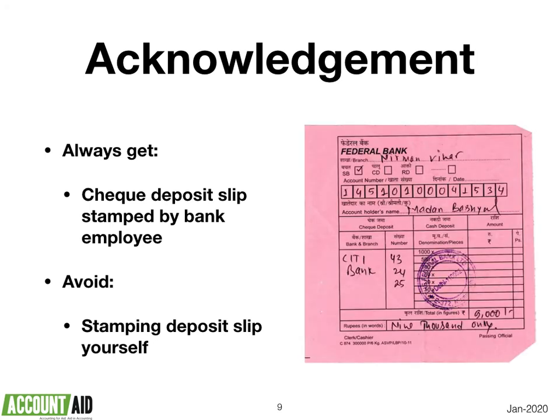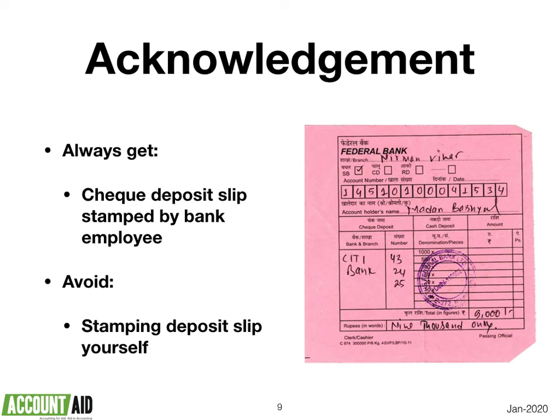Now, if you were to deposit a check, then a deposit slip looks something like this. Let's take a look at the deposit slip. It's a Federal Bank's deposit slip. So at the top, the branch of the payee's bank is written. The type of account is selected. Payee's account number is written. Account holder's name is written. And below that, the details of your checks are given.